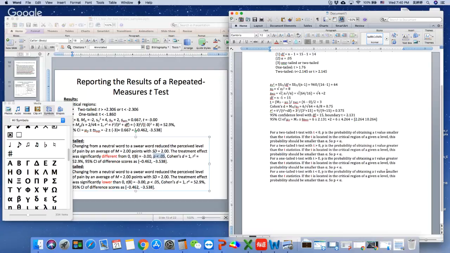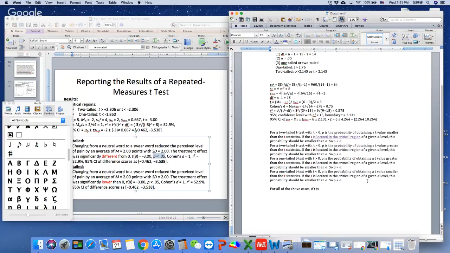Smaller, so here means if it's located in the critical region, and then we write it as P smaller than alpha for all of these cases.